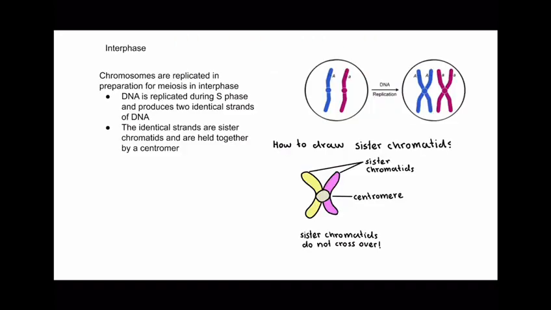Before we delve into the different stages of meiosis, we should have a very brief overview of interphase. This is the stage in the cell cycle in which chromosomes are replicated in preparation for meiosis. DNA is replicated during S phase and produces 2 identical strands of DNA. The identical strands are called sister chromatids and are held together by a centromere. The diagram on the right demonstrates how the 2 strands of DNA become sister chromatids. It's also important to mention that when drawing sister chromatids, they should not be drawn overlapping each other.